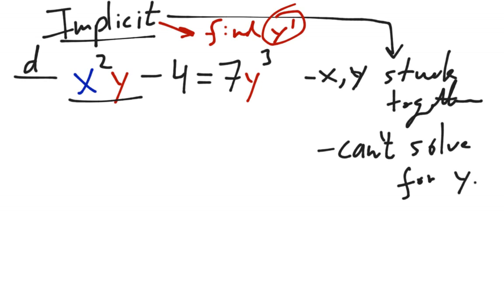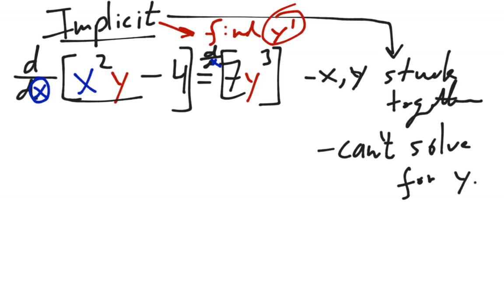We're going to take the derivative of both sides with respect to x. So that's there, and same thing over here. We have d/dx, like that, of the 7y cubed. And now, let's do this.